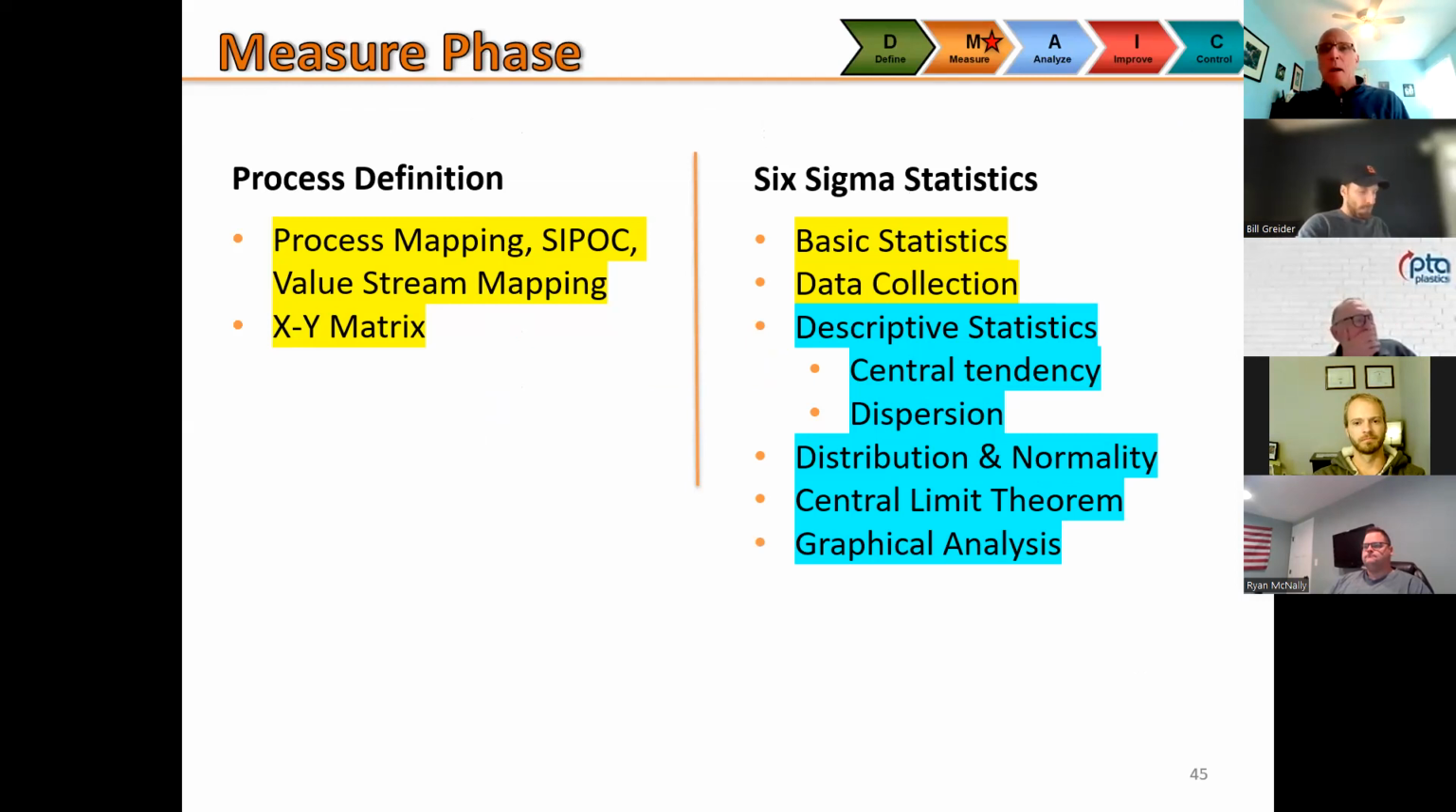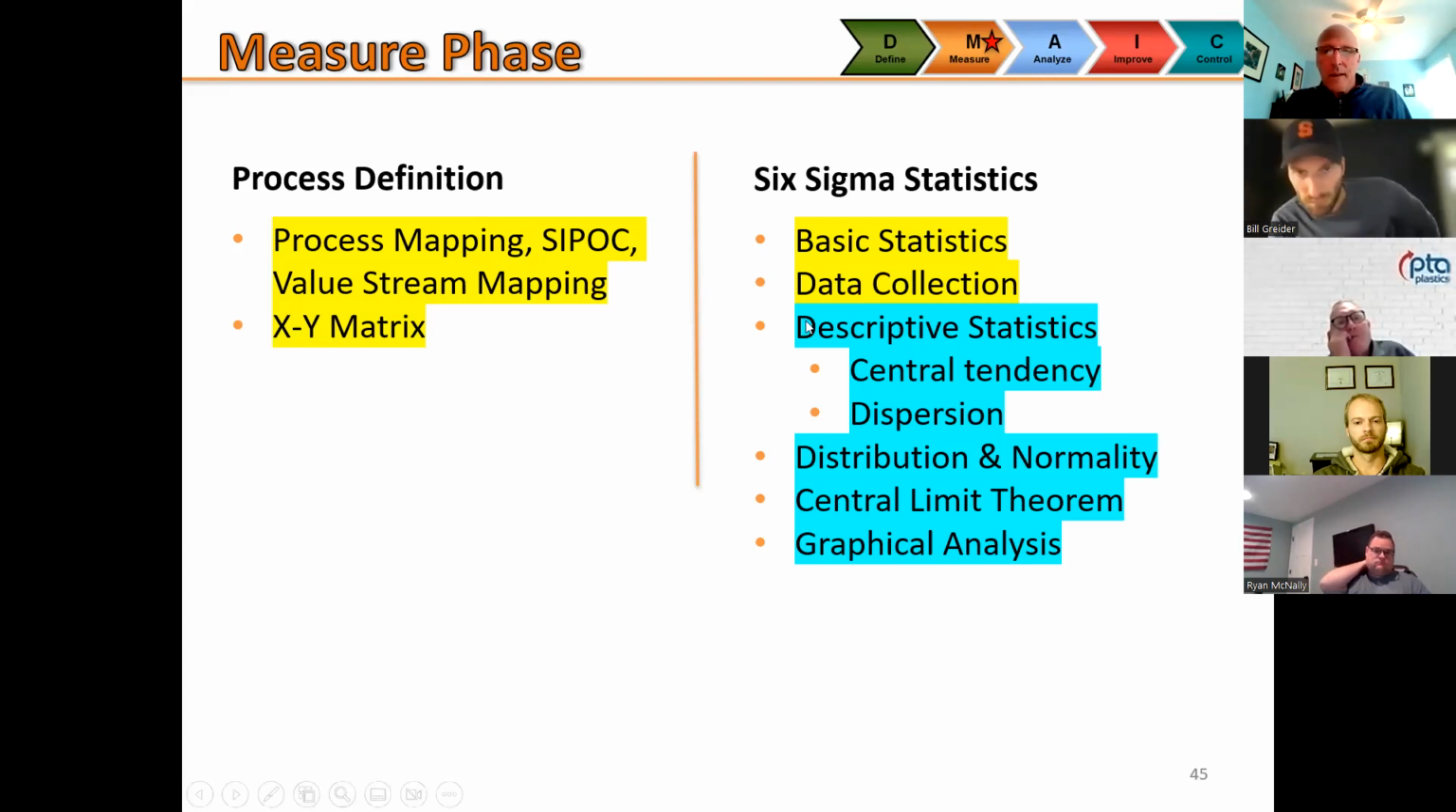So last week, we're in the measure phase. We've already defined our problem. And in the measure phase, what we're doing is we're saying, all right, how do we measure those vital few factors? What do we need to measure? How do we measure it? Do our measuring systems work, the whole nine yards. Last week we covered process mapping, SIPOC mapping, some basic statistics and data collection.